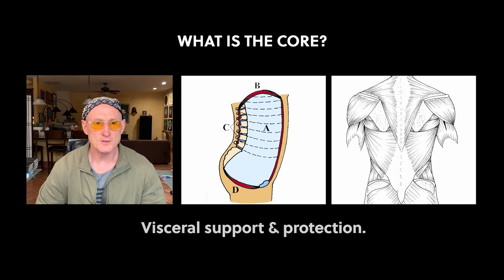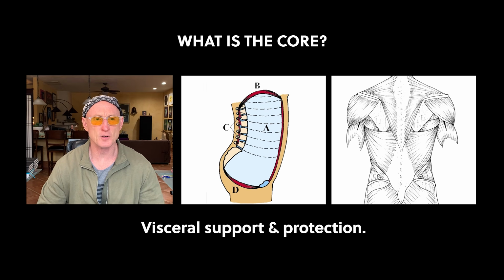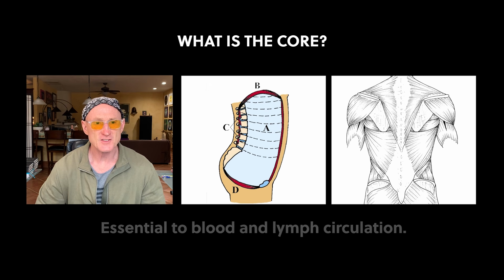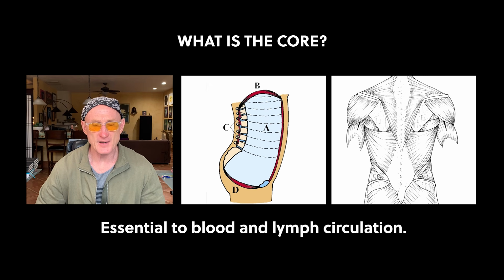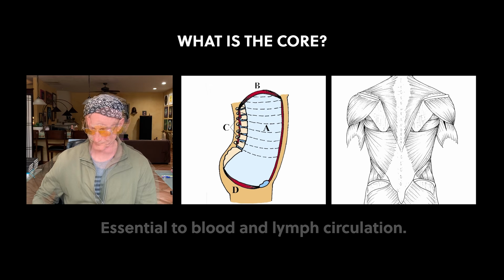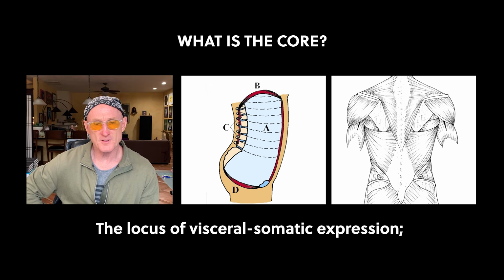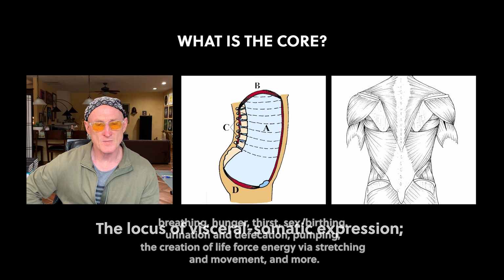The core provides visceral support, which means the word viscera means organ. So it provides visceral support and protection for your organs and glands that are inside you. It's essential to blood and lymphatic circulation. The core is the locus of viscerosomatic expression, which means organ, muscle, in this case, movement, or organ tissue expression.